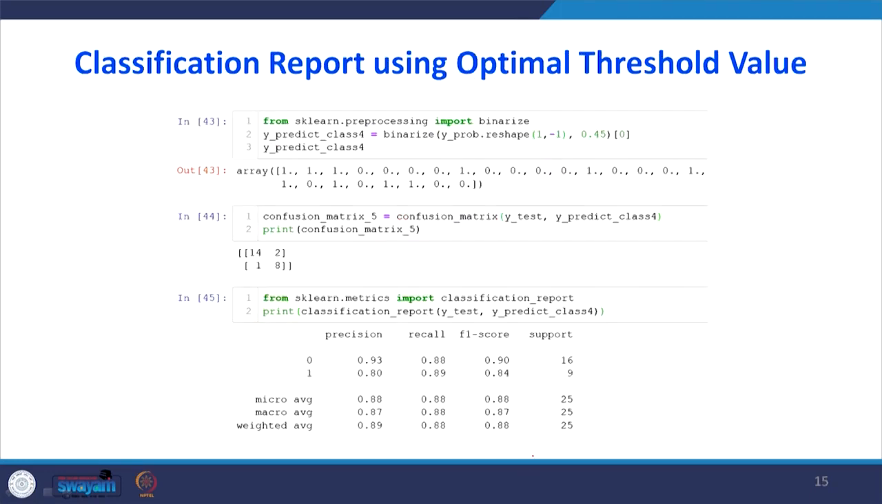So, here is the classification report using the optimal threshold value, this was our program output. Here I use the binarize of y underscore probability dot reshape. So, this is our predicted value. We got the confusion matrix, here true negative is 14, true positive is 8. For that we got the classification report also. Here you see that specificity and sensitivity both are a little higher. So, it shows that this is the optimal threshold value.